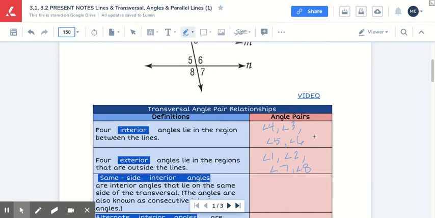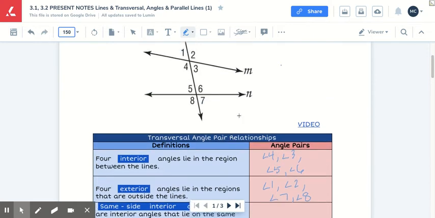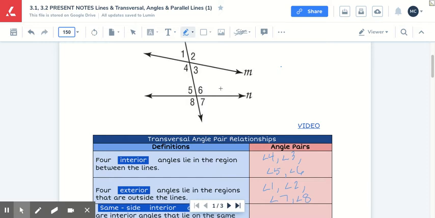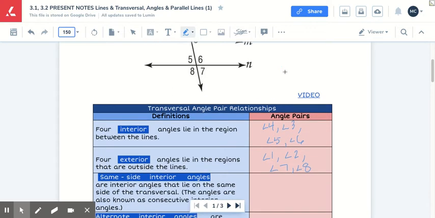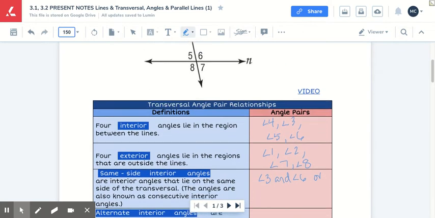Right, the same side interior angles. Those are the angles that lie on the same side of the transversal and also inside because they're interior. So looking at our picture again here, here's our transversal. The interior angles are these ones on the inside. So the two that lie on the same side of the transversal are called same side interior. So 3 and 6 would be same side interior. Or another example from our picture here would be angles 4 and 5.